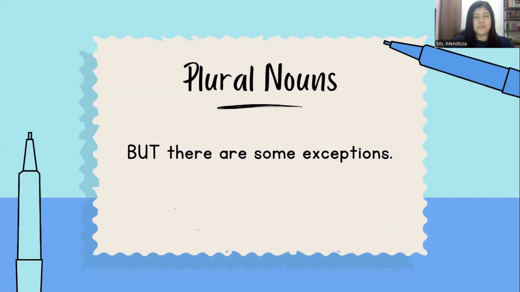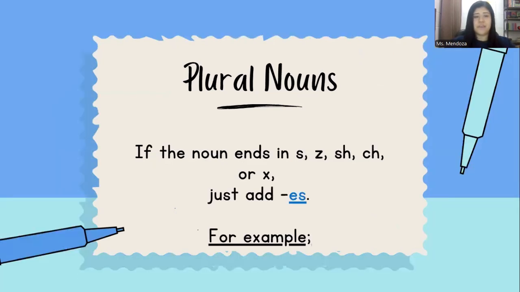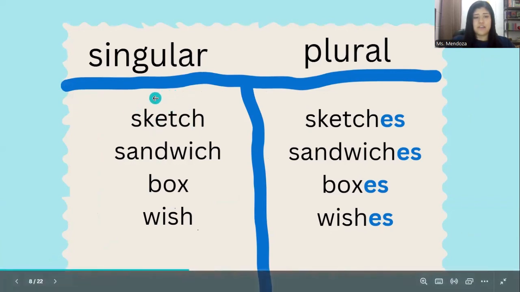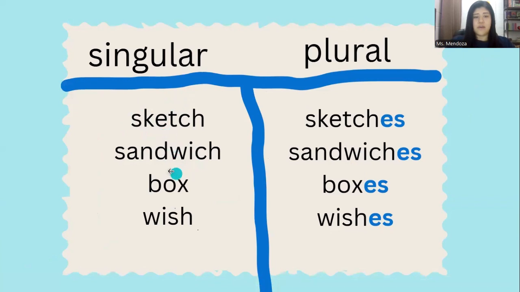However, there are some exceptions to this rule. If the noun ends in S, C, Z, SH, CH, T, or X, just add an ES at the end of the word. Let's look at some examples. Some singular words could be sketch, sandwich, box, wish. These are the words that we are looking for.